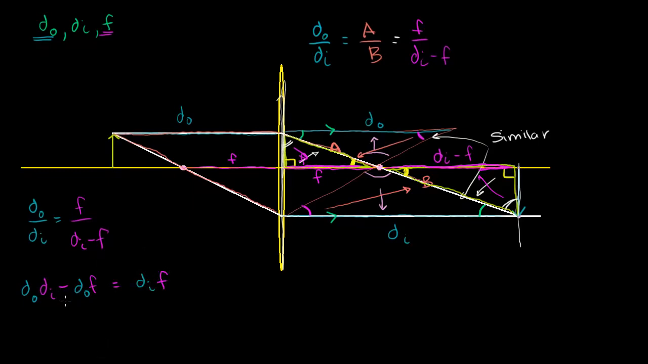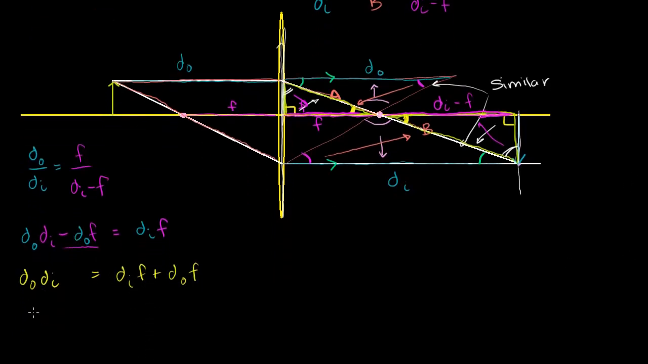And now we can add this term right over here to both sides of this equation. Now I'm just going to switch to a neutral color. So we get d naught di is equal to, I'm just adding this to both sides, so on the left side it cancels out, di f plus d naught f. And then let's see, we could factor out an f, a focal length. So we get d naught di is equal to f times di plus d naught.